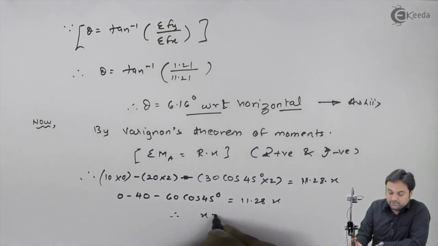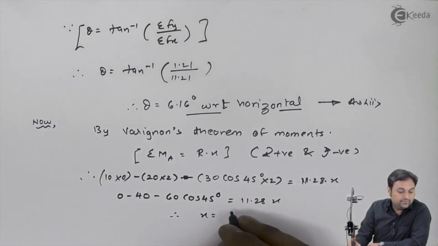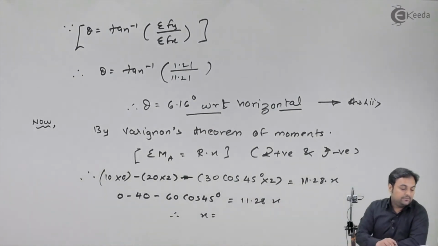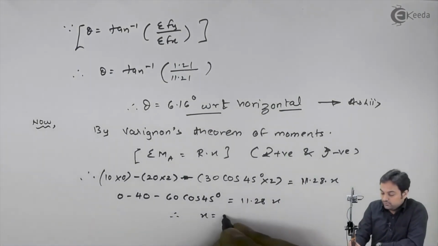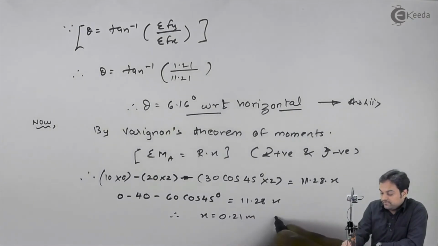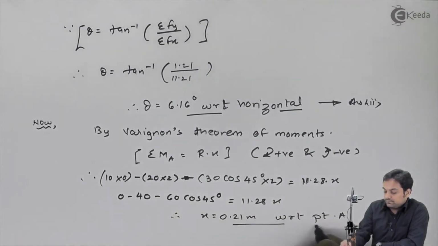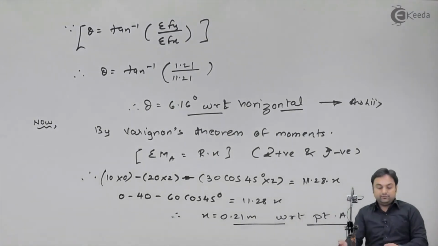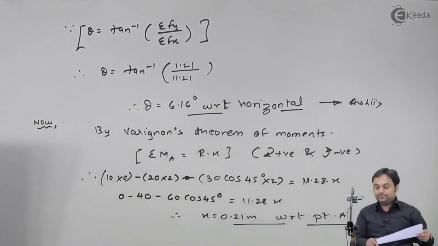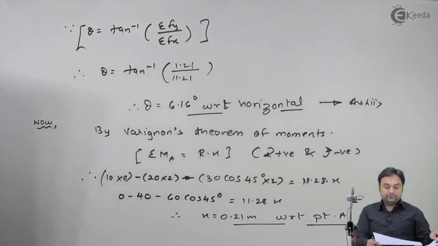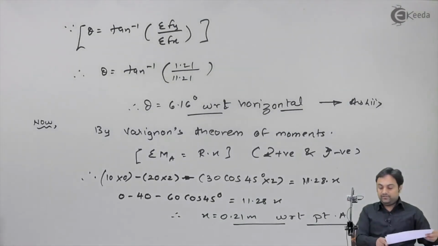So if I calculate the whole value, my x value comes out to be 0.21 meter with respect to point A. This is the value of x. Now once we know the value of x, we can even locate the resultant.